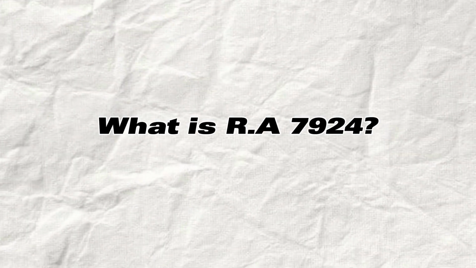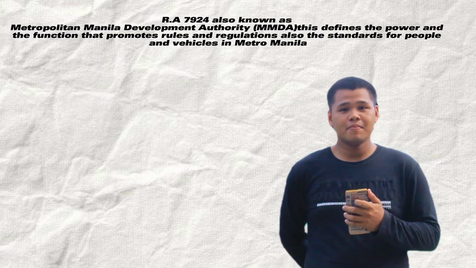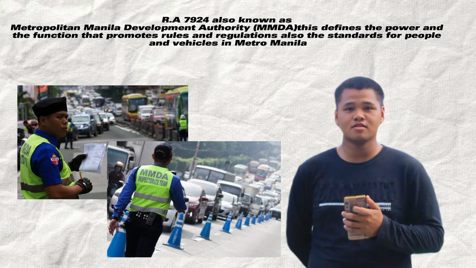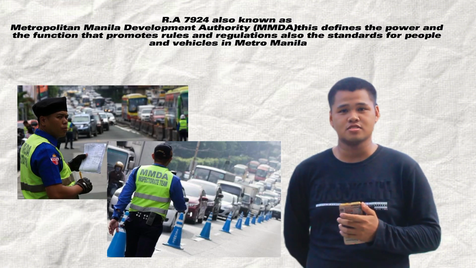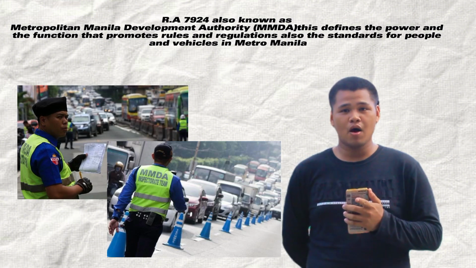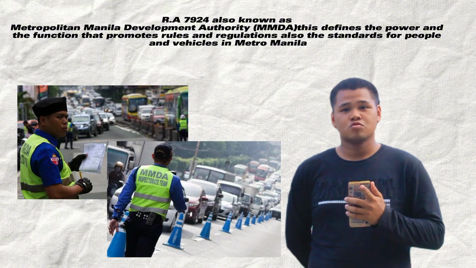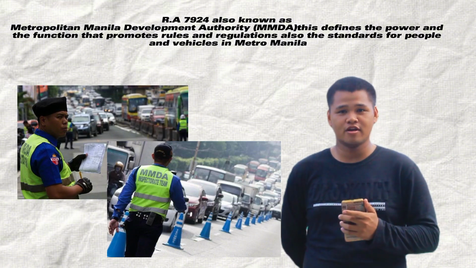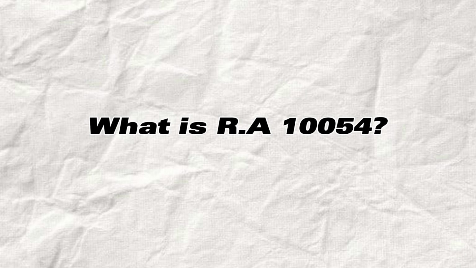What is Republic Act number 7924? Republic Act number 7924, also known as the Metropolitan Manila Development Authority. This defines the powers and functions that promote rules and regulations, also the standards for people and vehicles in Metro Manila. What is Republic Act 10054?